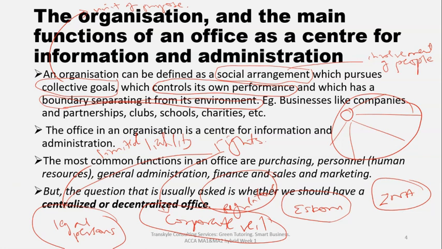So be it a large company, be it ESCOM, be it ZNA, they all have some offices from which they do their administration or disseminate information, usually centrally. Now, the most common functions in an office are purchasing, personnel or human resources, general administration, finance, sales, and marketing.